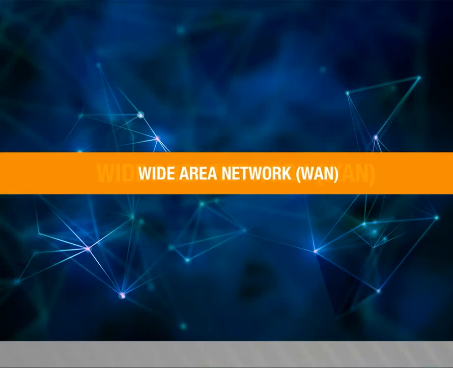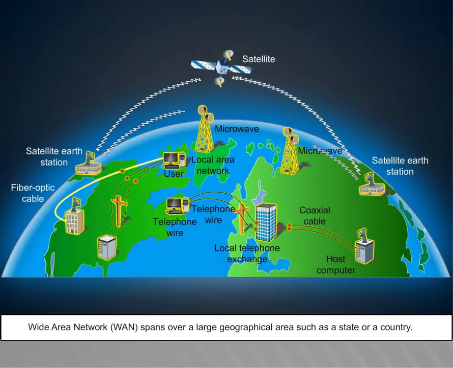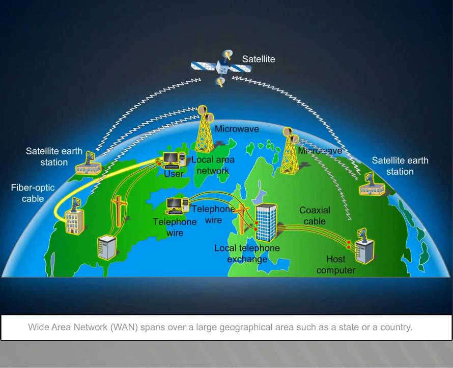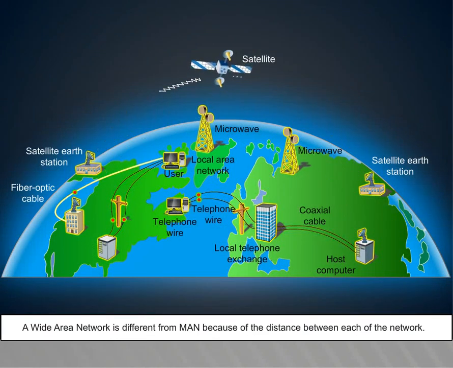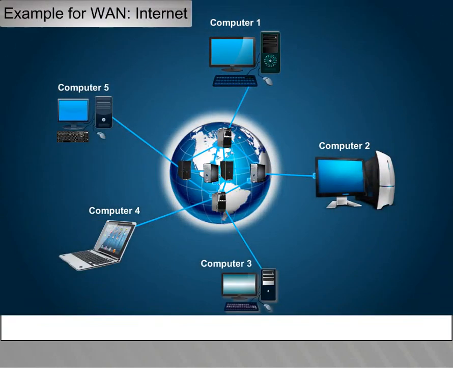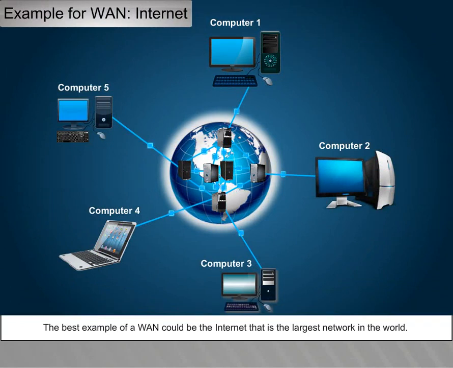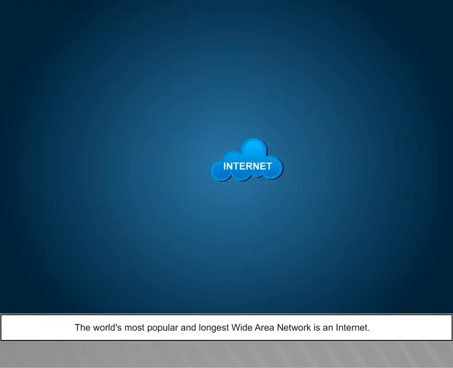Wide Area Network WAN. In this animation, we are going to see Wide Area Network WAN. A WAN spans a large geographical area such as a state or a country. A wide area network is different from a MAN because of the distance between each of the networks. The best example of a WAN could be the Internet, which is the largest network in the world. The world's most popular and longest wide area network is the Internet.